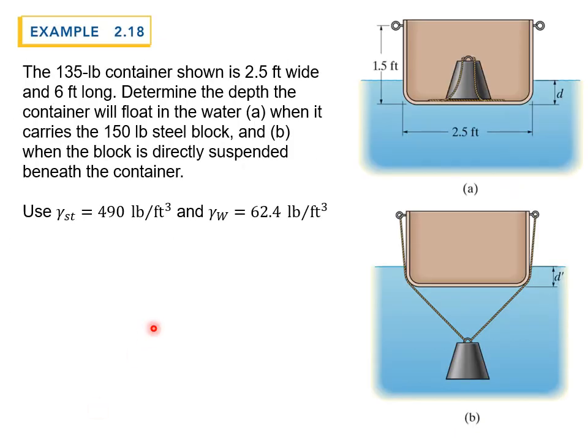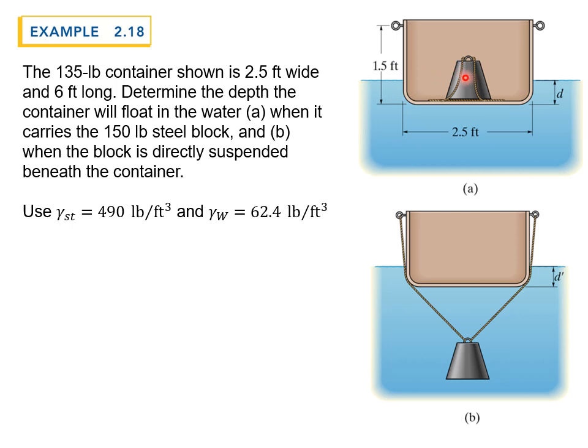So let's take a look at this example 218. Here we have a 135 pound container that's 2.5 feet wide and 6 feet long. So it goes into the board, into the screen, 6 feet. The total depth, or height, of the container is 1.5 feet.